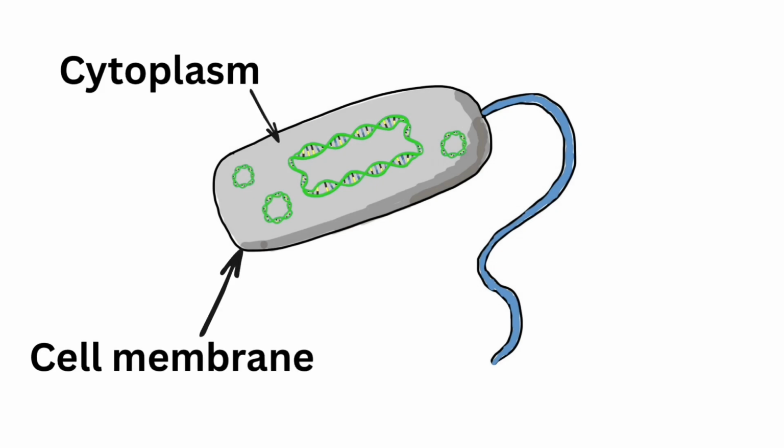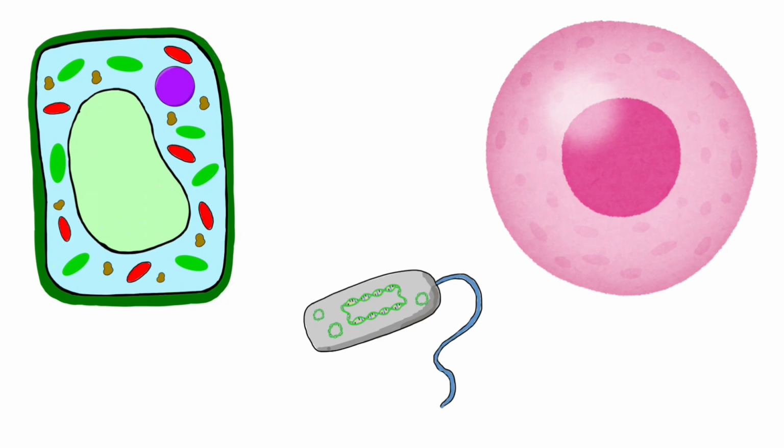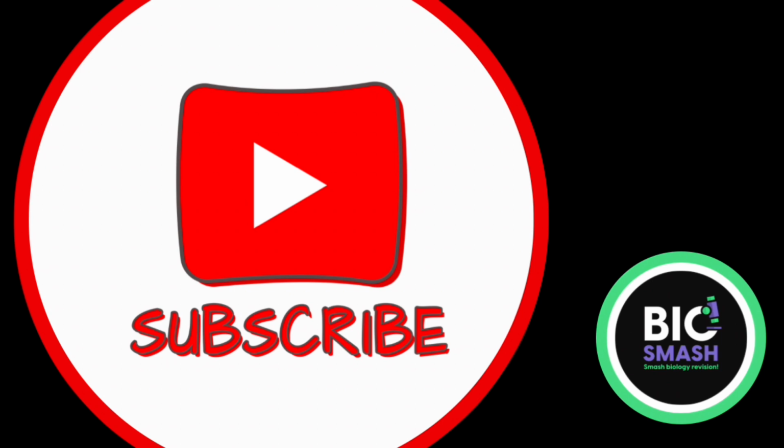Another type of cell you might come across are bacterial cells. The cells of bacteria still have a cytoplasm and a cell membrane, but they're much smaller and simpler than animal and plant cells. For example, they don't have a nucleus, they just have a loop of DNA floating around in the cytoplasm. Hopefully, you're starting to see there are lots of different types of cells and their structure reflects their job.